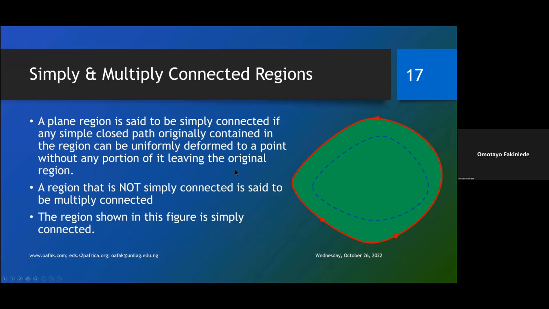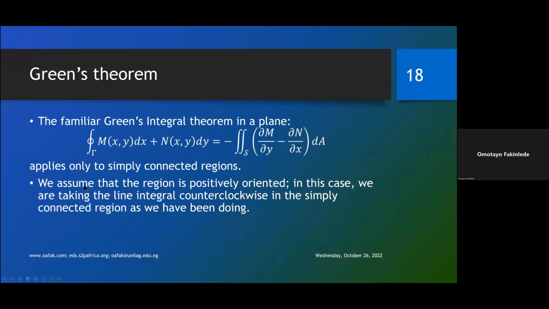So what we are going to do now is see what happens when the region is not simply connected. We assume in the simply connected region that it is positively oriented. In this case, we are taking the line integral counterclockwise in the simply connected region, as we have been doing.